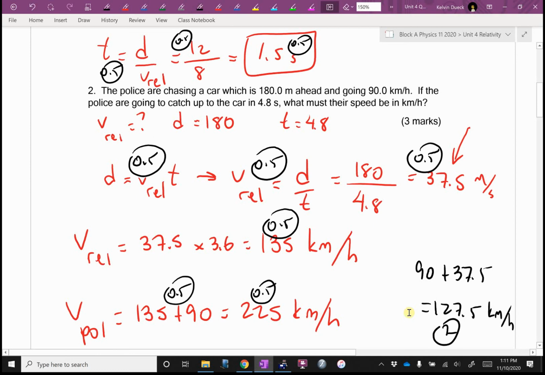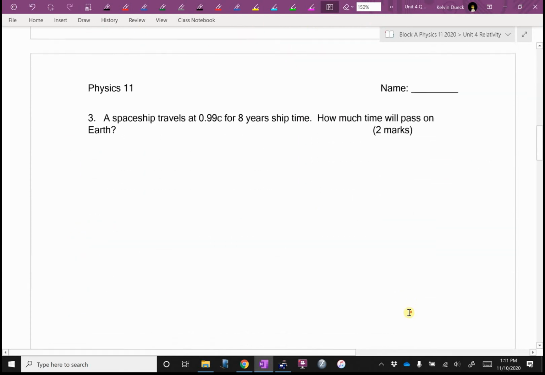Is that all right? Why didn't I use any of the time dilation equations? Because we're not going anywhere near light speed. And I didn't say to. But now we're going fast.